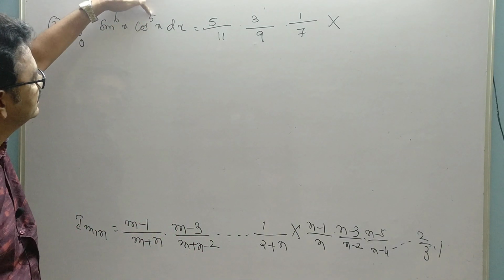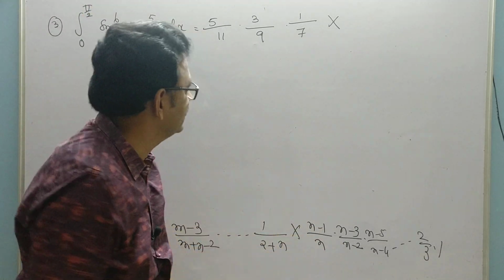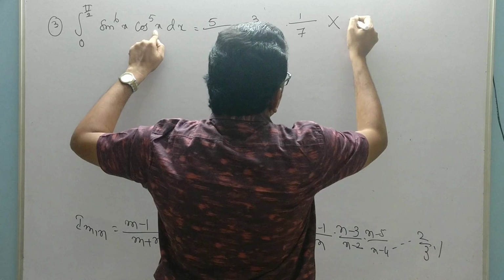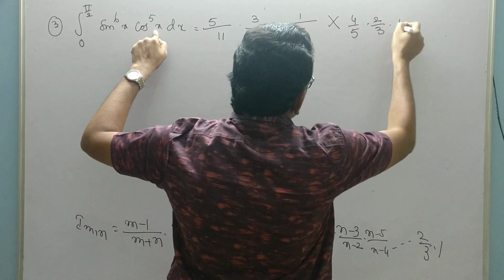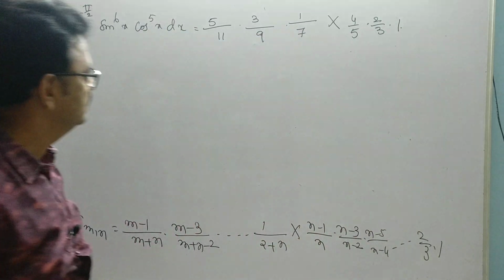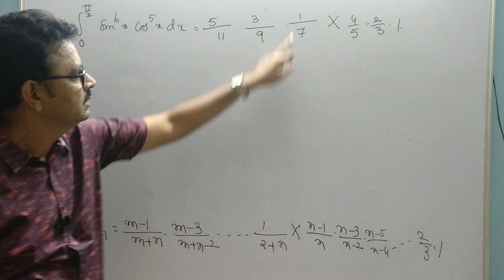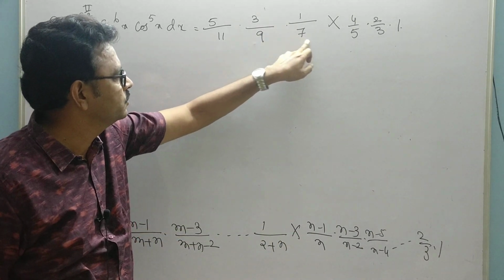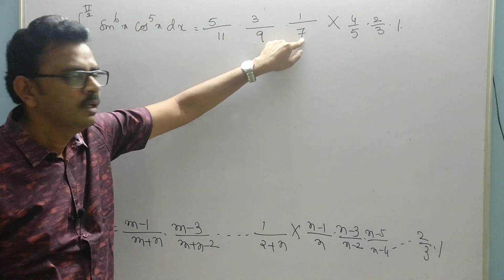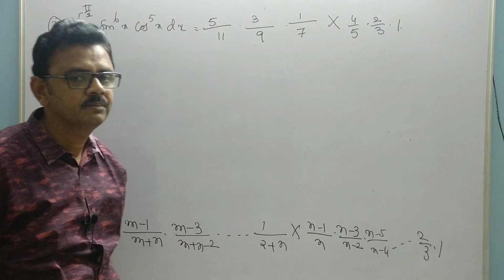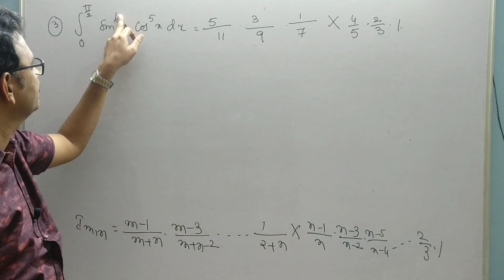cos power 5x. It is odd number, again expansion, see here, n minus 1 by n, that is 4 by 5 into 2 by 3 into 1. Again, no need to compare this one. What about the last one? 1 by 2 plus n, 1 by 2 plus 5, that is 7. Automatically we will get the terms. No need to mug up this one. The only thing is, if it is even number, we have two expansions.